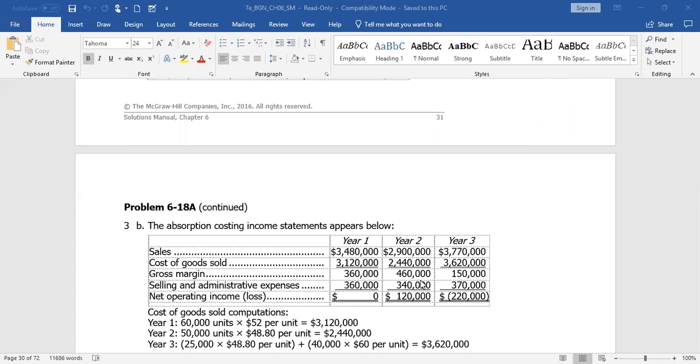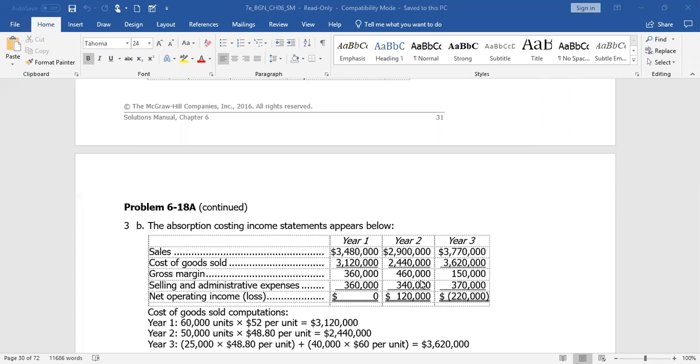25,000 of them are sold in year three. So part of year three's units sold will be the 25,000 that weren't sold at the end of year two. Their cost of goods sold is determined under their unit cost, $48.80, when they were produced. The remaining 40,000 will be under the third year's unit cost. So you've got to be careful of that in absorption costing when you're expensing the items that were sold.